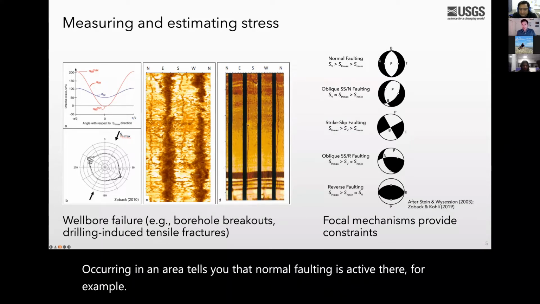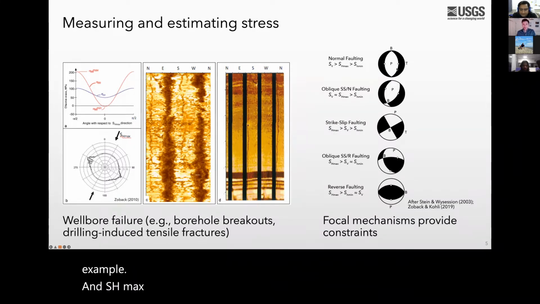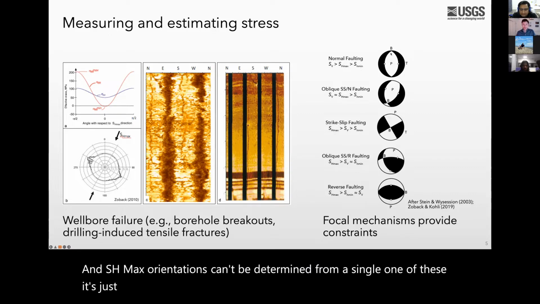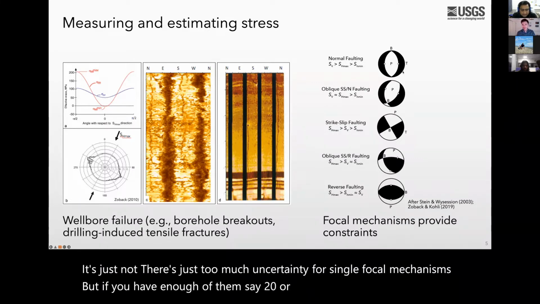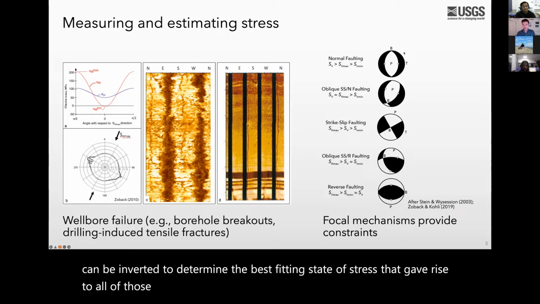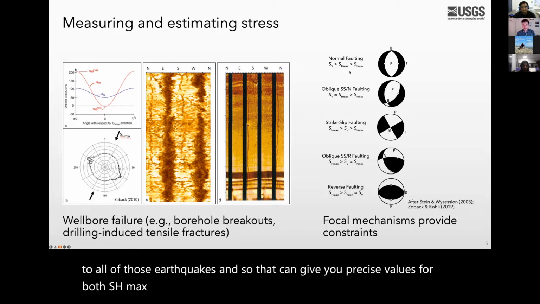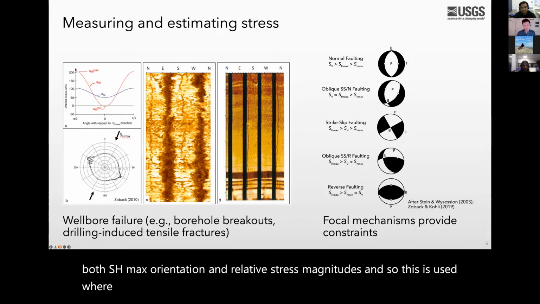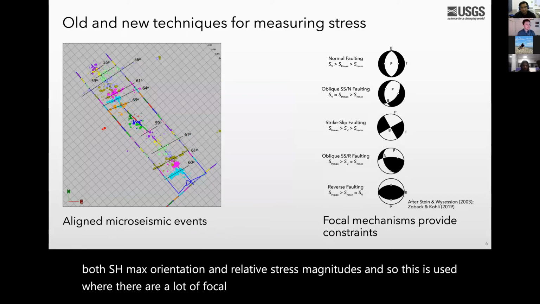And SH max orientations can't be determined from a single one of these. There's just too much uncertainty for single focal mechanisms. But if you have enough of them, say 20 or more in an individual area, they can be inverted to determine the best fitting state of stress that gave rise to all of those earthquakes. And so that can give you precise values for both SH max orientation and relative stress magnitudes. And so this is used where there are a lot of focal mechanisms available.